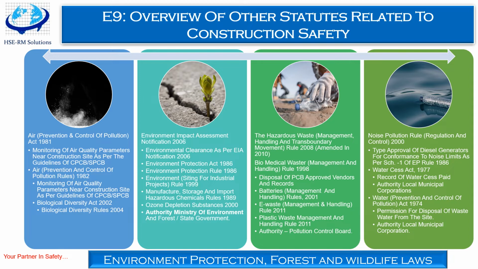The Air Prevention and Control of Pollution Act 1981 states: an act to provide for the prevention, control and abatement of air pollution, for the establishment of boards with a view to carrying out the aforesaid purpose, for conferring on the boards powers and functions relating thereto, and for matters connected therewith. So this is the reason why it is there. But what are the legal requirements that you have to fulfill?